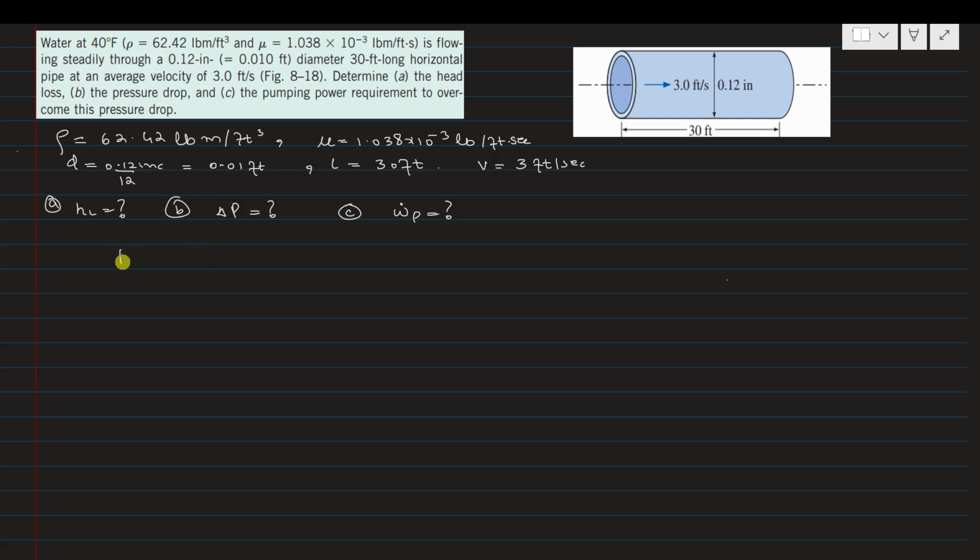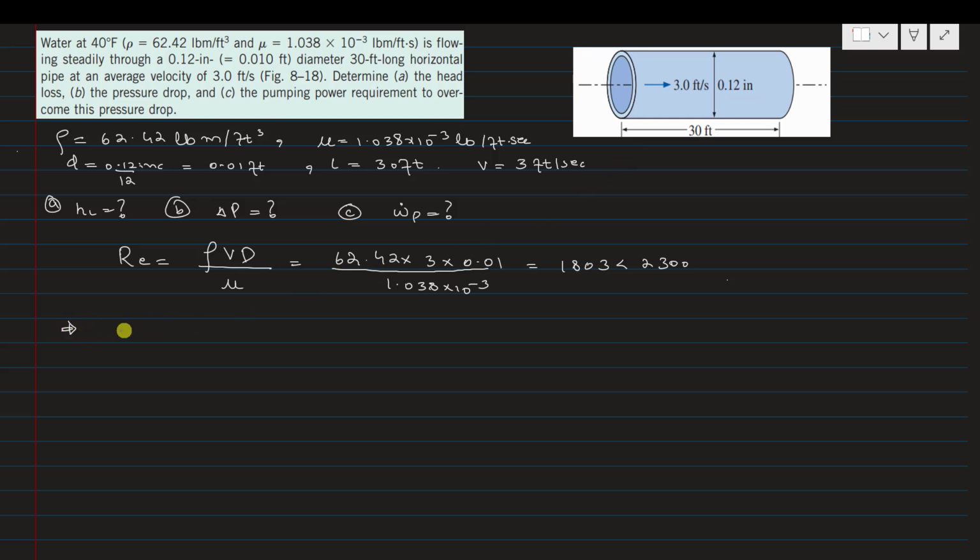Okay, so first we need to find the Reynolds number, and it is equal to rho V d divided by dynamic viscosity. So what is rho? That is 62.42, average velocity is 3, diameter is 0.01, divided by dynamic viscosity, 1.038 multiplied by 10 to the power minus 3. So after solving you will get the Reynolds number, that is 1803, which is less than 2300. So it means that the flow inside this pipe is laminar.